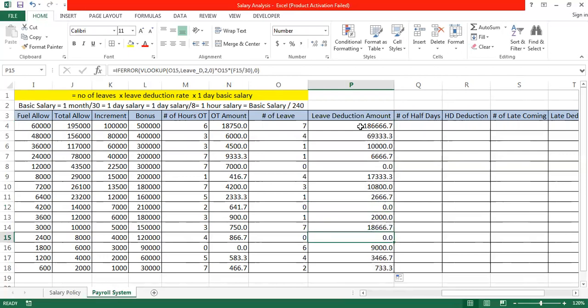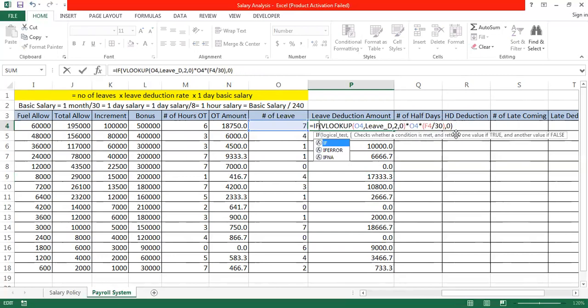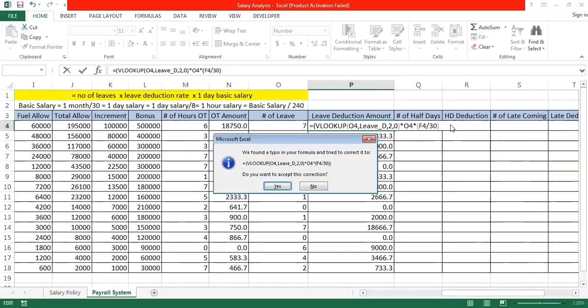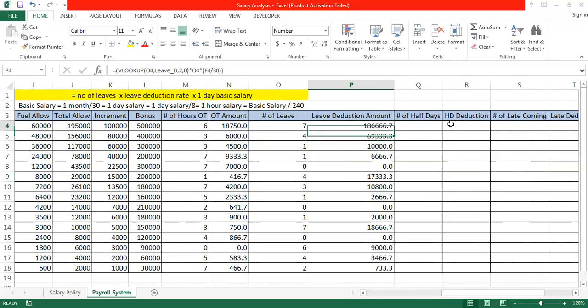Now the other way I can resolve this issue is, instead of if error, this was my original formula previously, in which I was getting not applicable for zeros. The formula was not applicable for zero values. So how can I edit this formula? I overcome this issue by using the if formula instead of if error.